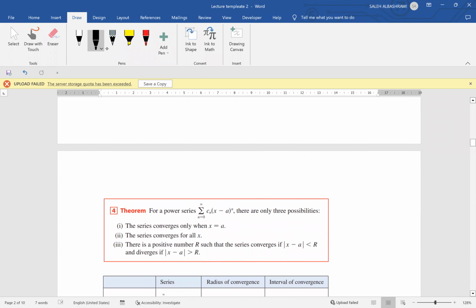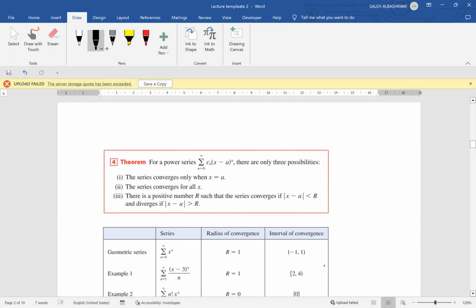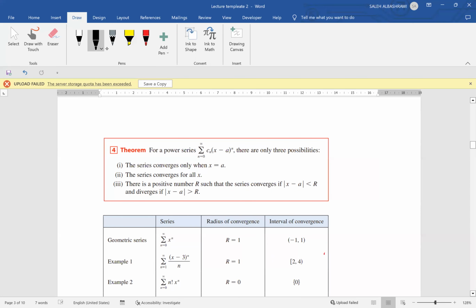So now we can give the general remark for the convergence of power series. For the power series, if I have Cn multiplied by (x minus a) to the power n, there are only three possibilities. The first: the series converges only when x equals a. This is similar to the second example, when the limit of the ratio test goes to infinity for any x except x equal to a. The second case, the series converges for all x.